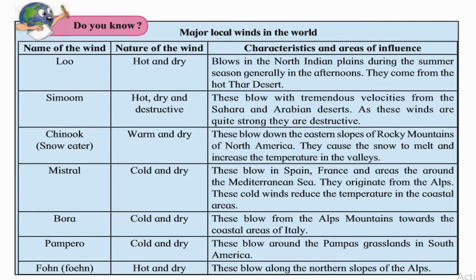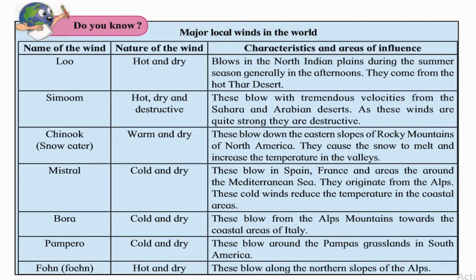Chinook or snow eater wind. Nature of the wind: warm and dry. Characteristics: these blow down the eastern slopes of Rocky Mountains of North America. They cause the snow to melt and increase the temperature in the valleys.